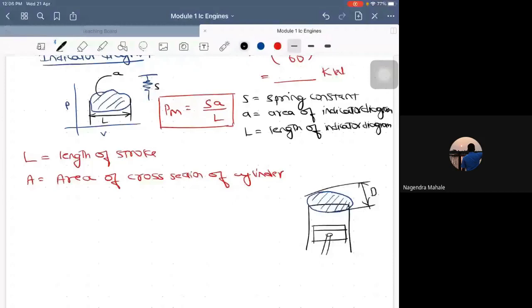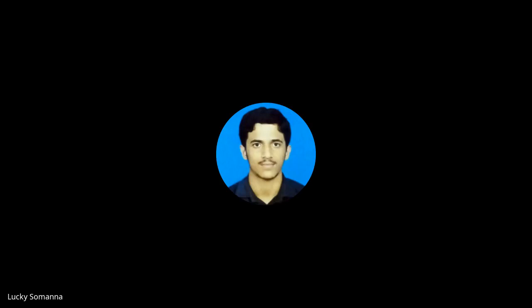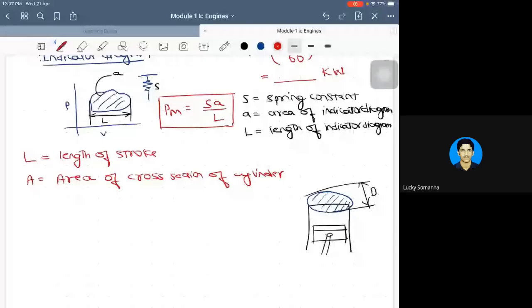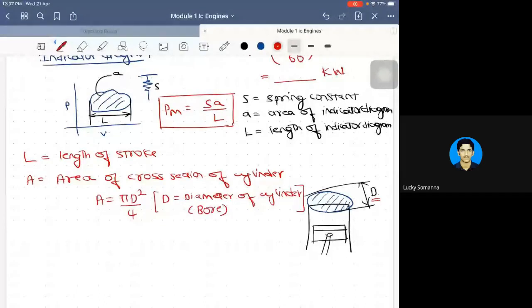It is pi d square by 4, where D is the diameter of the engine cylinder, which is also known as the bore. So now A is done. What else is remaining in this particular formula?